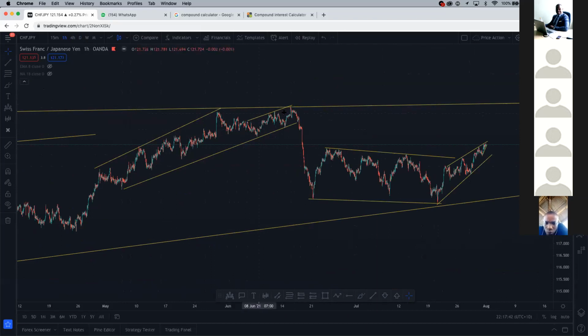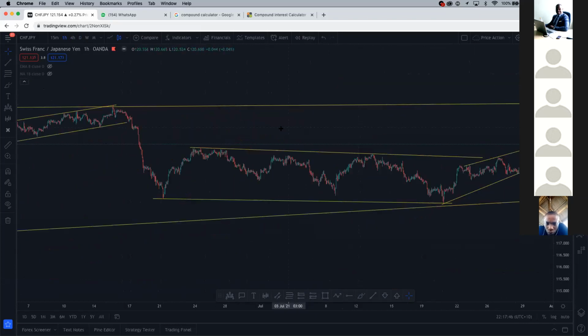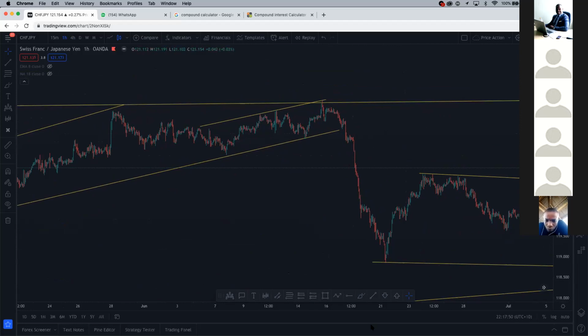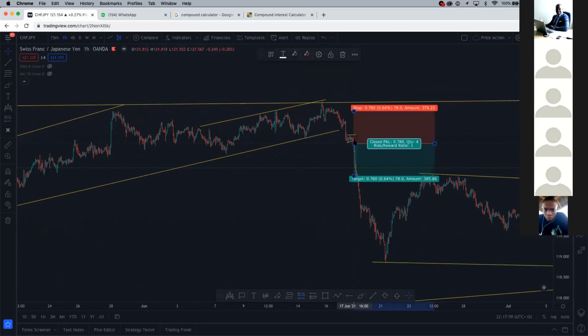So from this part, price dropped. If you can check here, we have a correction. This is what we look for. When I say wait for the break and correction, this is what we look for. Something like this. We have a correction here. So you can enter here. The stop loss just above that.